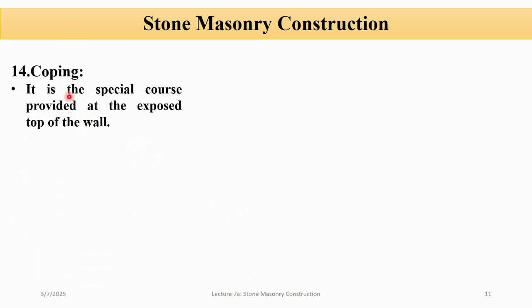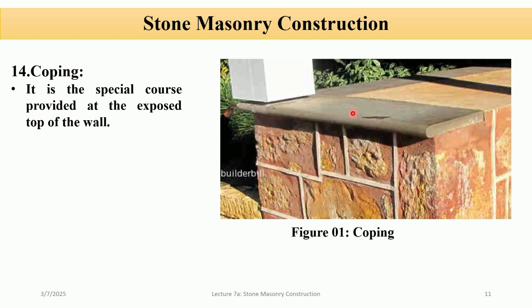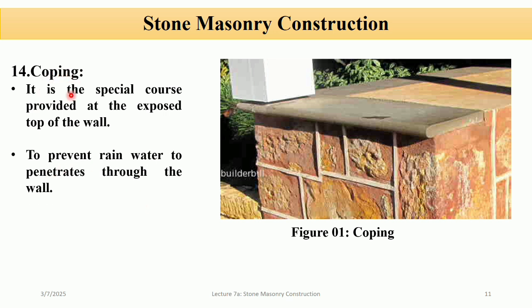Coping. So it is the special course provided at the exposed top of the wall. You can see this is a stone wall, and we provide the coping at the top of this wall. So we provide the coping to prevent rainwater from penetrating the wall. So the purpose of the coping is to prevent water from penetrating and damaging the wall, and enhance the durability of masonry structures. It adds an aesthetic, finished look to walls and parapets.